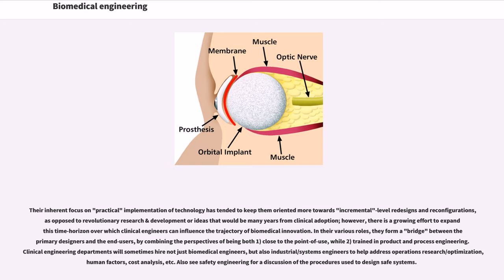However, there is a growing effort to expand the time horizon over which clinical engineers can influence the trajectory of biomedical innovation. In their various roles, they form a bridge between the primary designers and the end users, by combining the perspectives of being both one, close to the point of use, while two, trained in product and process engineering. Clinical engineering departments will sometimes hire not just biomedical engineers, but also industrial/systems engineers to help address operations research/optimization, human factors, cost analysis, etc. Also see safety engineering for a discussion of the procedures used to design safe systems.